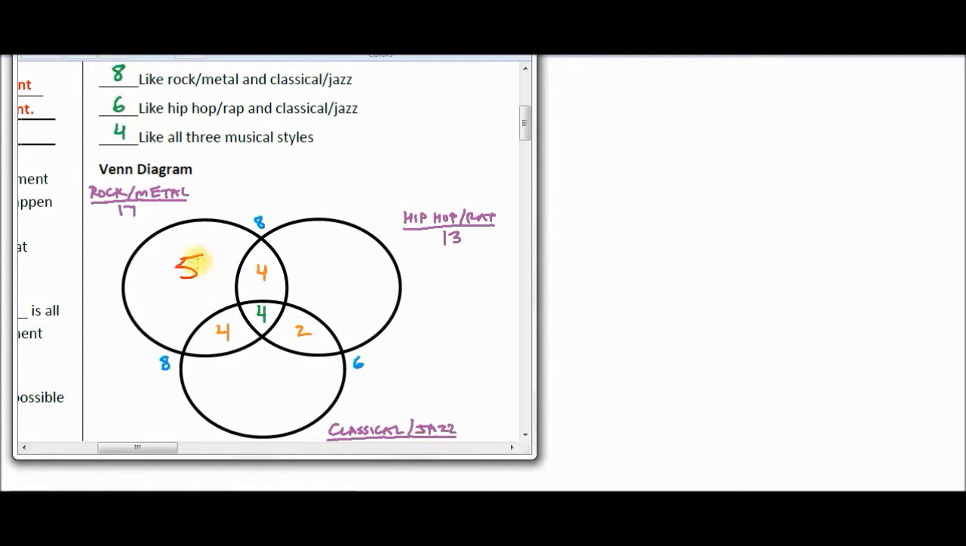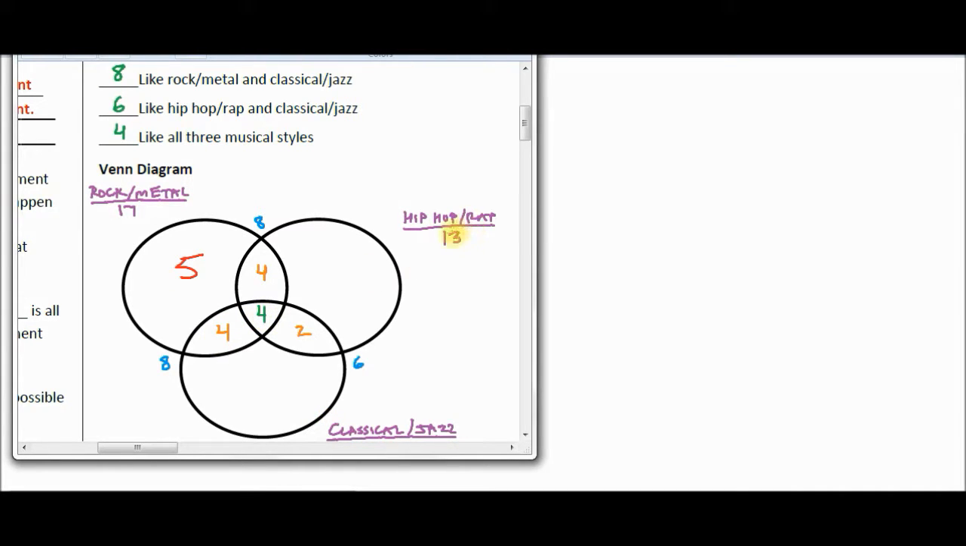Now look at this, class. The circle rock metal has 17 people in it. And look at what the Venn diagram shows us. 5 of them only like rock metal. 4 of them like rock metal and hip hop. 4 of them like rock metal and classical jazz, and 4 of them like all 3.